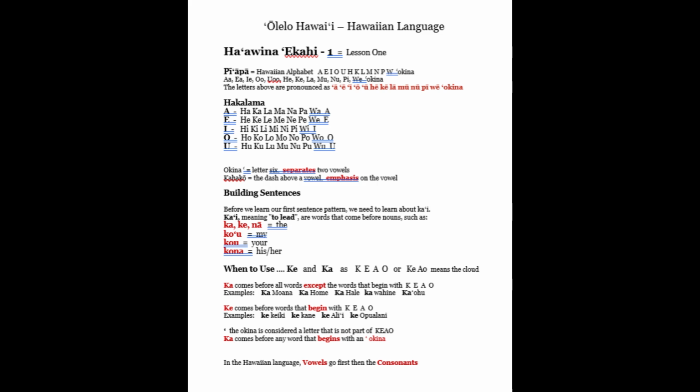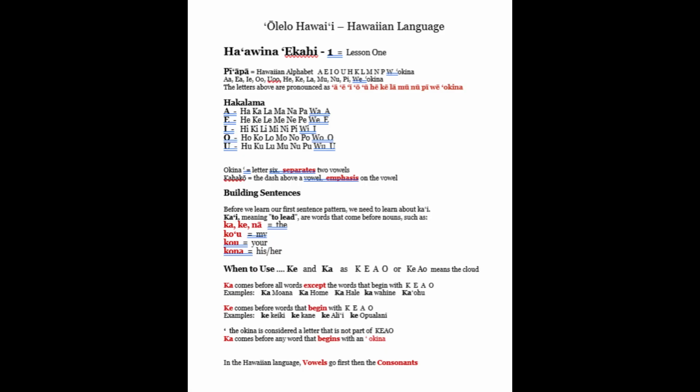So the vowels are pronounced as A, E, I, O, U, He, Ke, La, Mu, Nu, Pi, We, and the Okina. The kahako is a dash above the vowels. That's an emphasis on the vowel. So I want you to practice the vowels, which would be known as the hakalama.